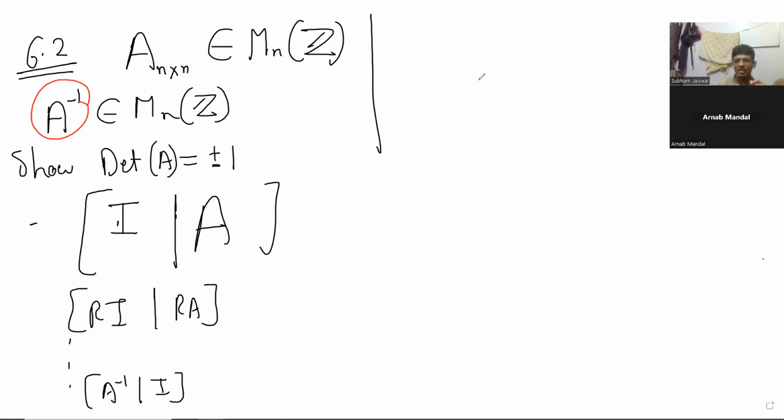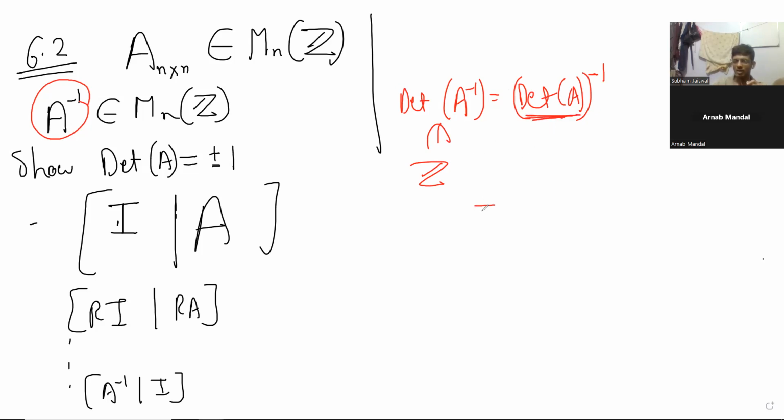You know this, right? So when you calculate the determinant of the inverse, that is the inverse of the determinant. This you should prove if you have not proved it, but you obviously know it as a fact. So there is nothing in the problem. Because the determinant is an integer, and the inverse of an integer is an integer, that integer must be plus minus 1. Yes, that's it.